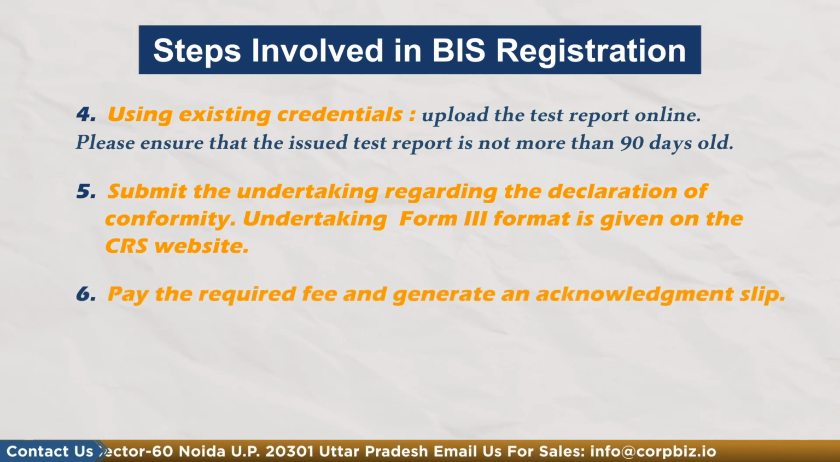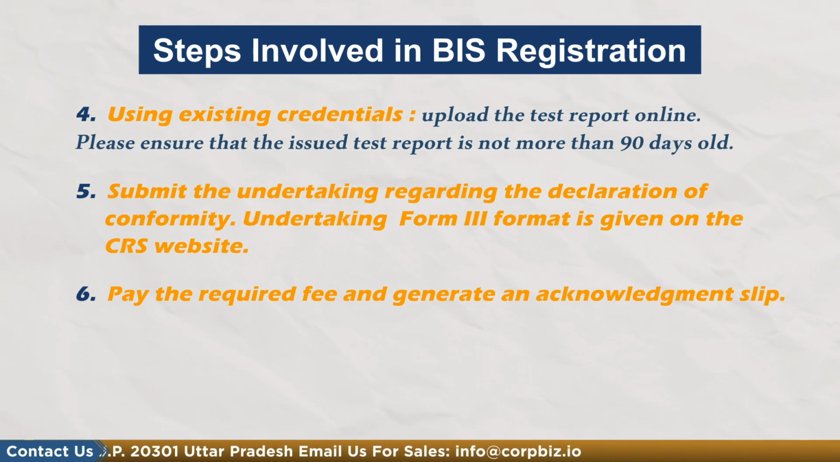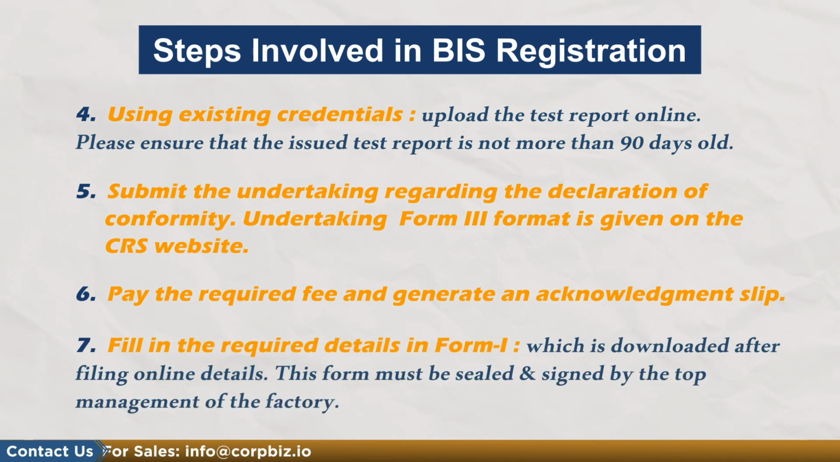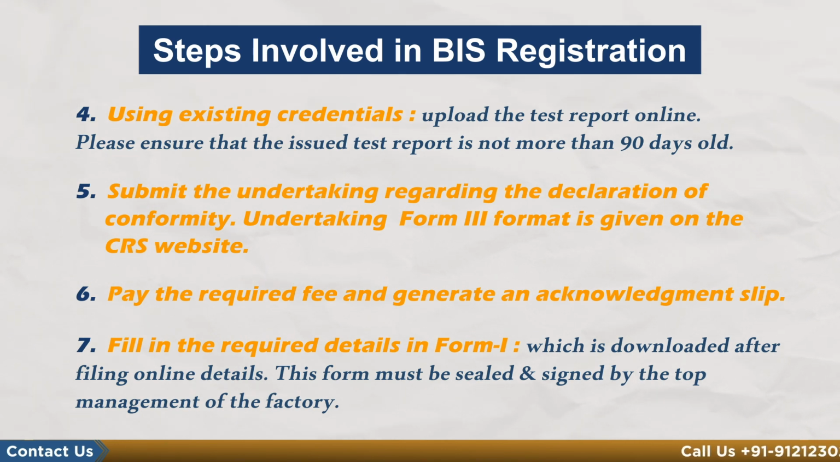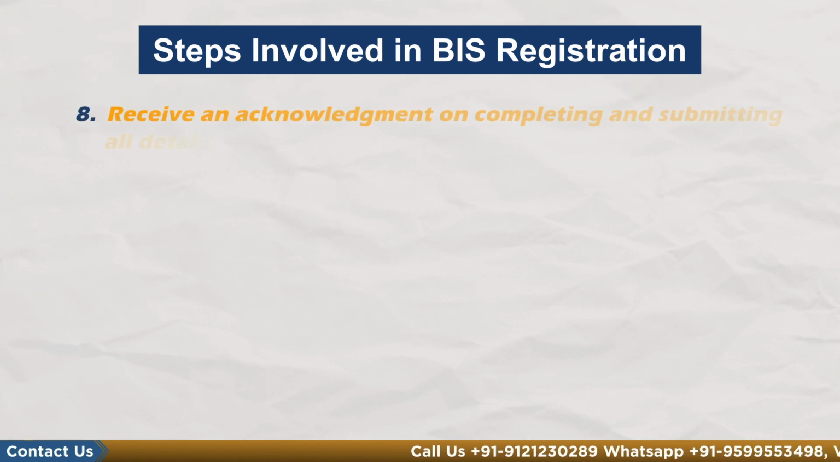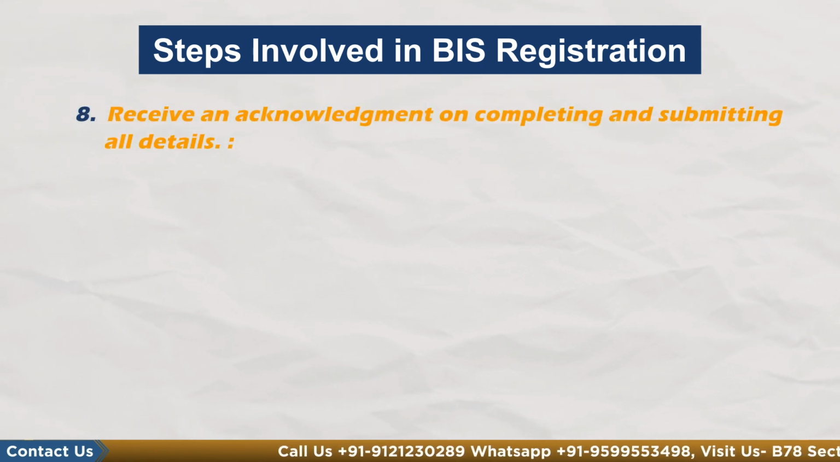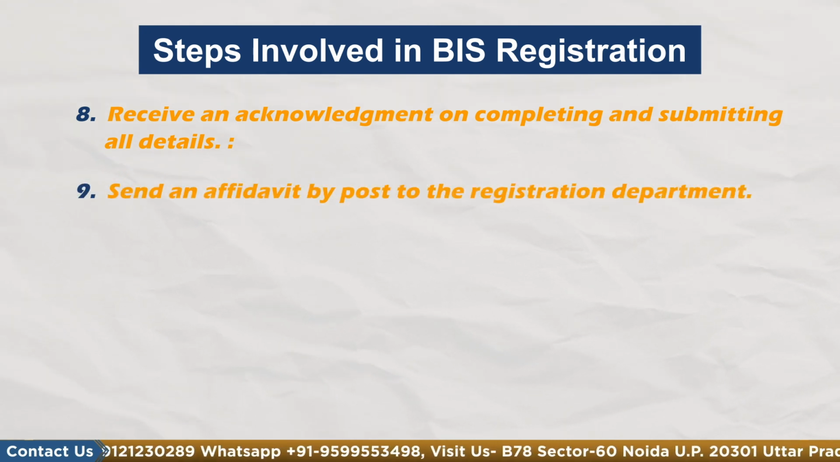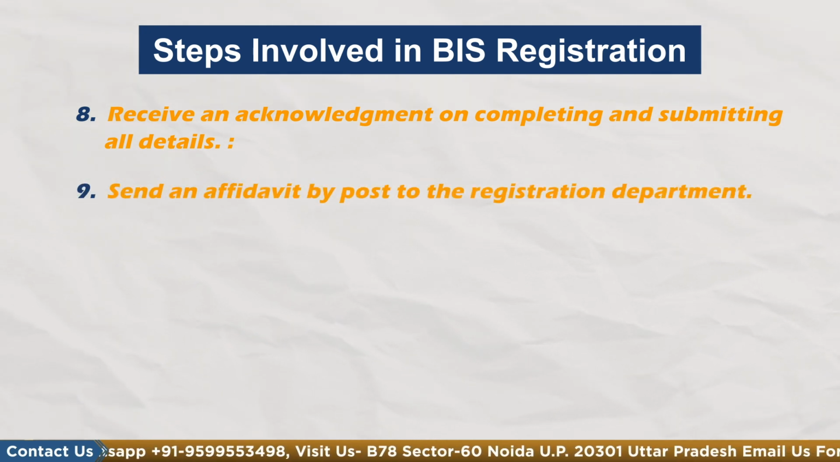Sixth one is to pay the required fee and generate an acknowledgement slip. Seventh is to fill the required details in form 1, which is downloaded after filling in the online details. This form must be sealed and signed by the top management of the factory. Eighth is to receive an acknowledgement on completing and submitting all details. Ninth is to send an affidavit by post to the registration department.